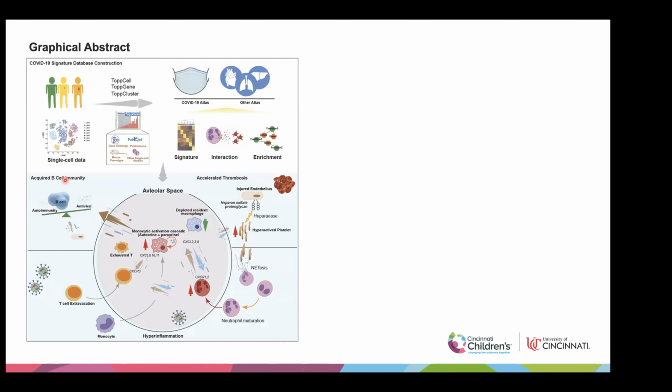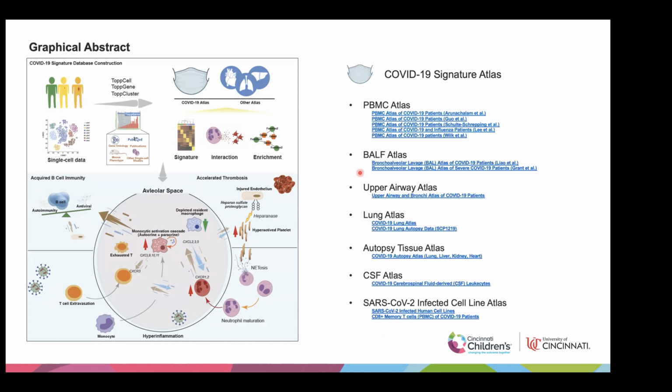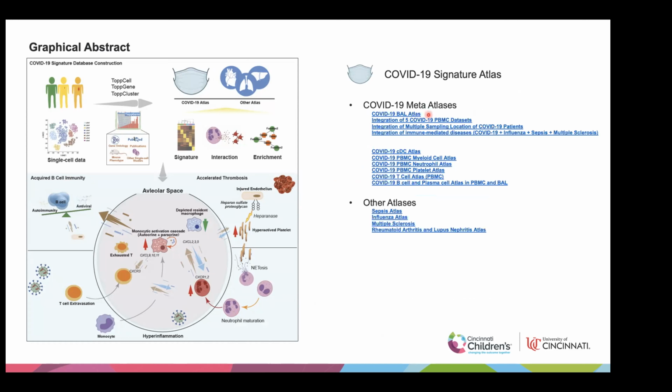There are several highlights that we found using meta-analysis of 8 single-cell datasets for COVID-19. Here are the links for the atlas of single-cell data in each tissue, including PBMC, bronchoalveolar lavage, upper airway, lung atlas, and other tissues. And these are the meta-atlases, where we did meta-analysis and combined several interesting datasets together and extracted the cell types we are interested in, for example T cells or platelets, and built a new atlas in ToppCell.